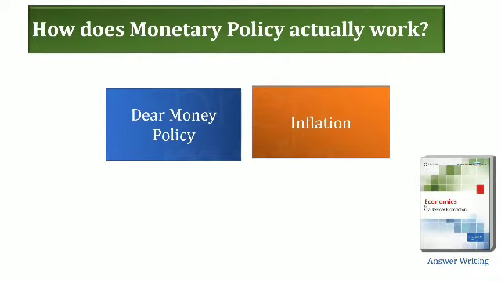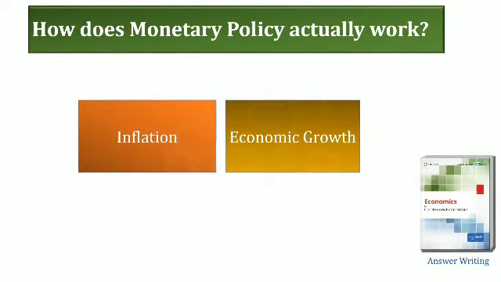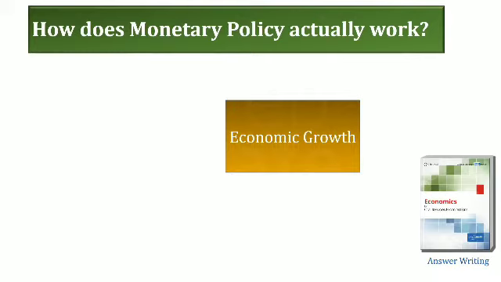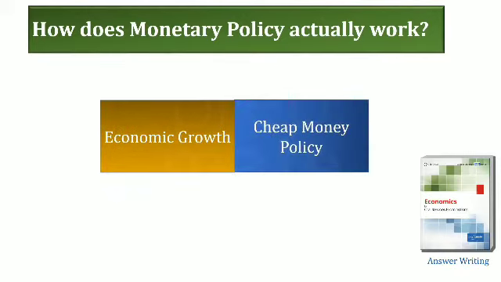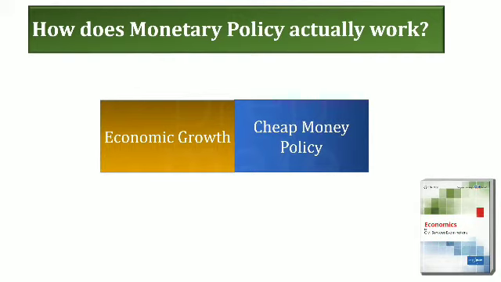On the contrary, when inflation rate is low or moderate, then the main focus of RBI is on increasing growth in the economy. Therefore, RBI increases money supply by making credit cheaper. Thus, in times of low inflation, RBI adopts cheap money policy.